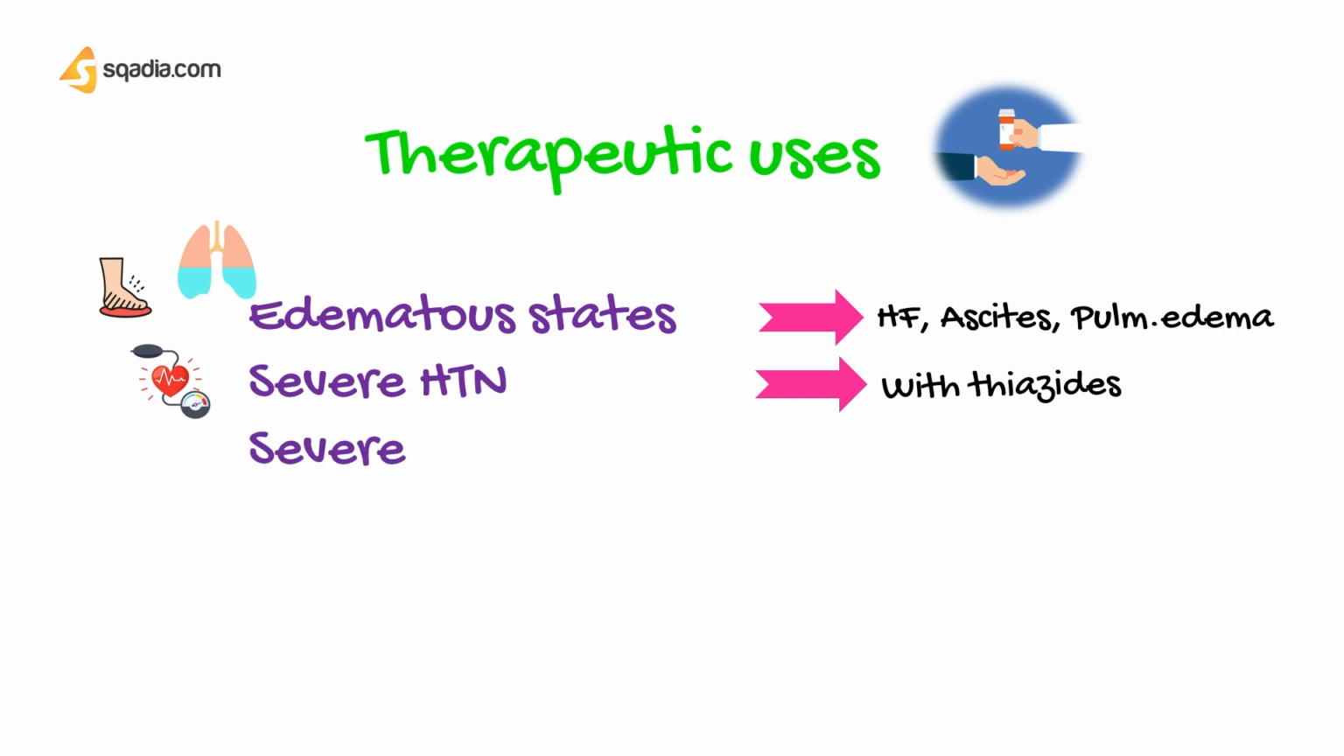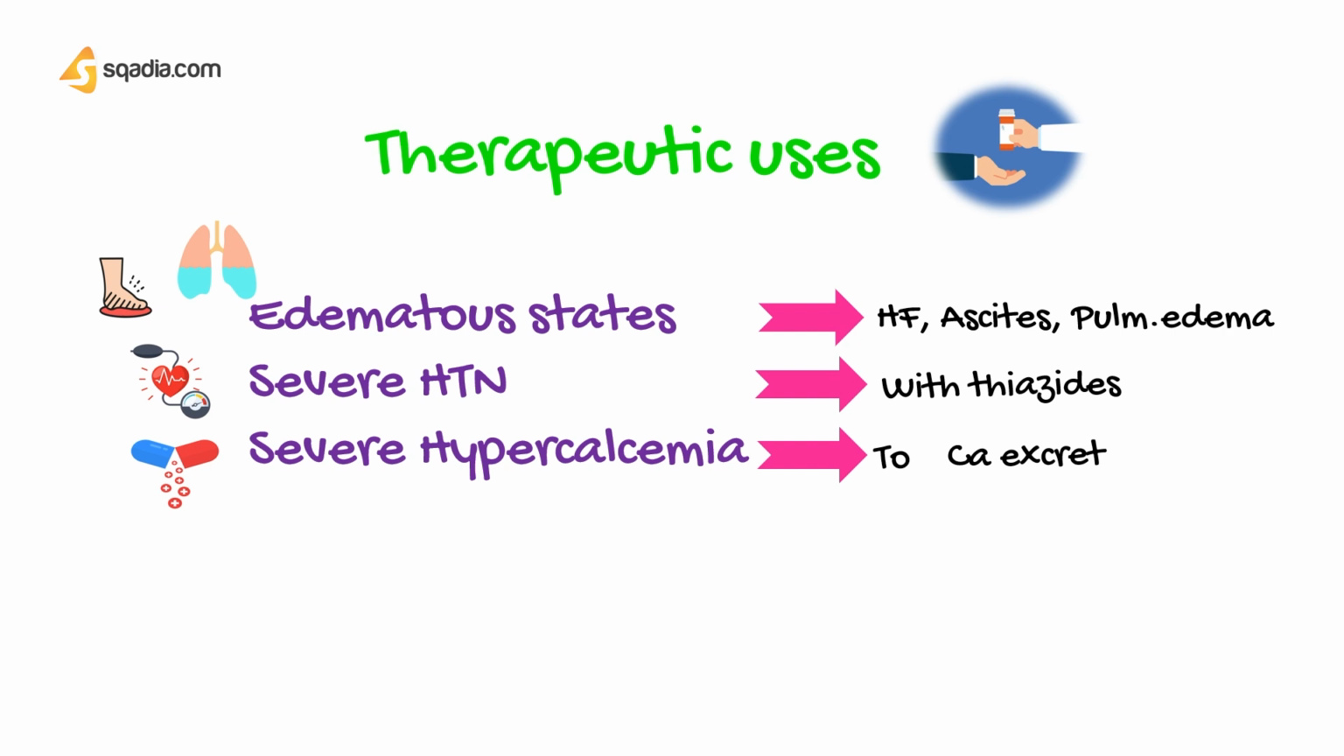Next comes severe hypercalcemia. As we have seen, unlike thiazides, loop diuretics promote calcium excretion in urine, so this makes them important to be used in the management of severe hypercalcemia, where they will promote the urinary calcium excretion. But whenever we are using them for this purpose, we have to be cautious.